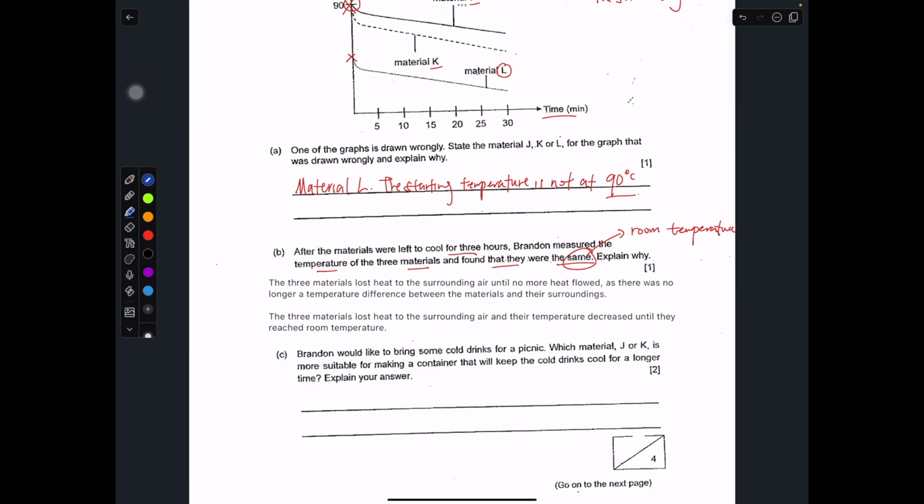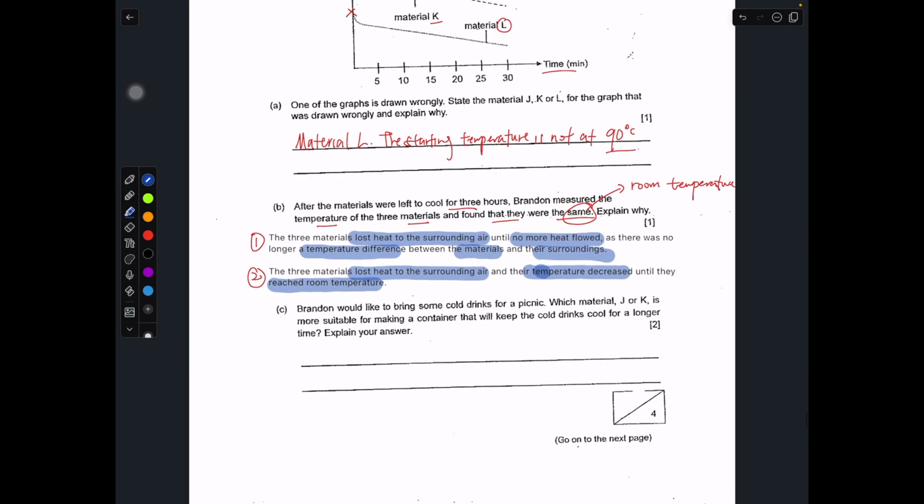So there are 2 ways to explain this. The 3 materials lose heat to the surrounding air because they were left to cool, until there is no more heat flow. That is because there is no longer a temperature difference between the material itself and the surrounding. So they would have already reached room temperature. If you want to use the idea of room temperature, this is how you could explain it: they lose heat to the surrounding and the temperature decreases until they reach room temperature. It is also fine. Both ways of explaining are fine. Just stick to one of the ways.